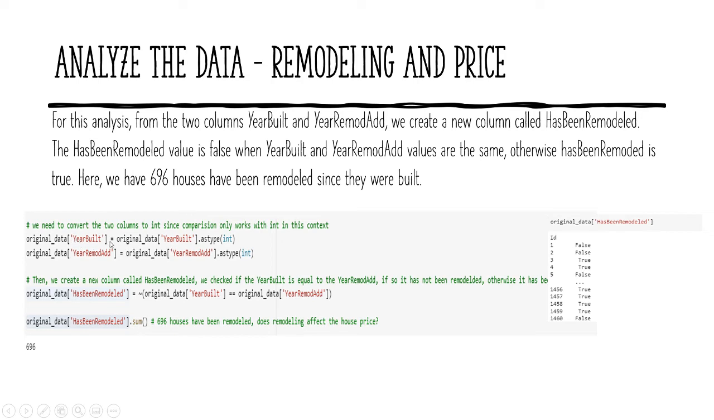So we have the two columns, year built and year remodeled. By doing the comparison, we can know whether the house has been remodeled or not. If the year built equals the year remodeled, that means the house has not been remodeled and the value is false. If the year built is different from the year remodeled, that means the house has been remodeled and the value is true. And so we generate a new column called has been remodeled.